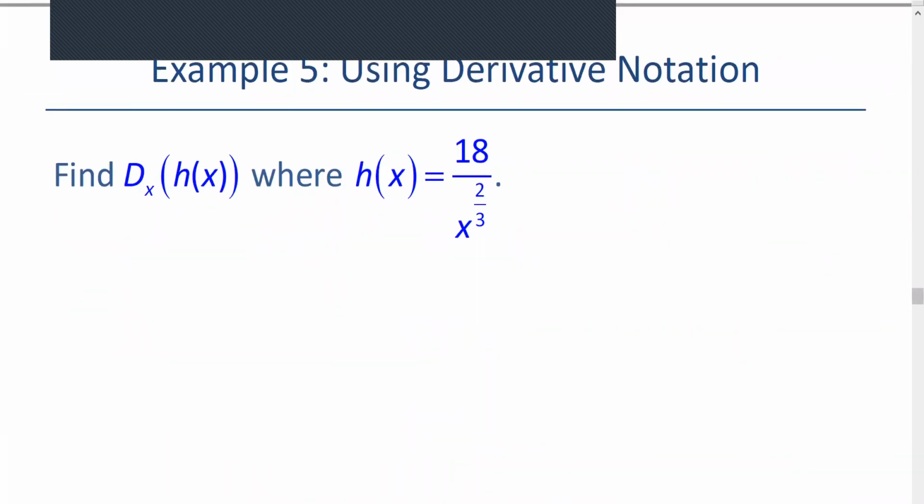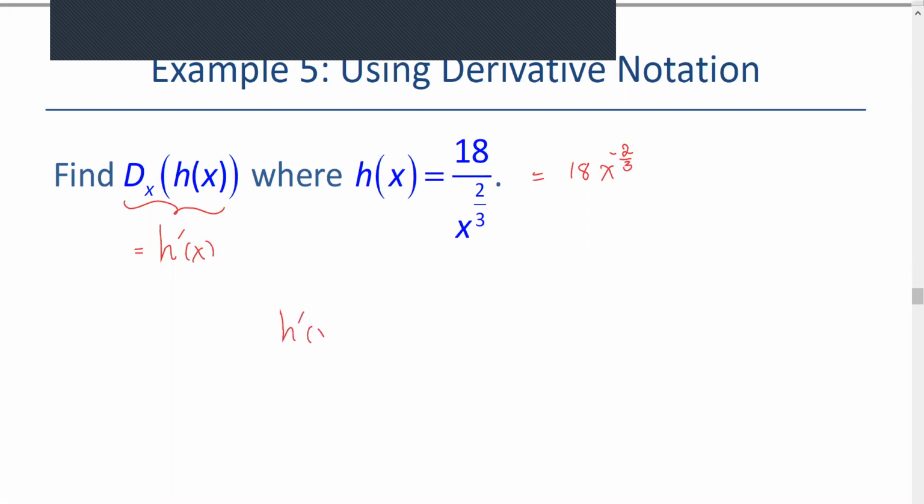In this example, we are going to find the derivative of h of x with respect to x. This is another notation of the derivative, h prime at x. Okay, h of x is 18 divided by x to the power 2/3. Again, we are going to rewrite it as the power of x, not in the rational form. This h of x is equivalent to 18 times x to the power -2/3.